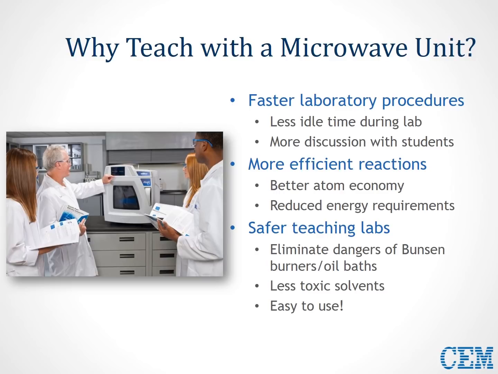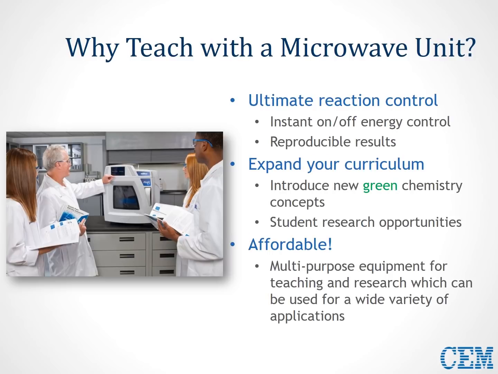These reactions are also more efficient, so you can teach students some of the green chemistry principles like better atom economy, reducing your energy requirements, and choosing some of your solvents, and so on. The microwave will also help you create a safer teaching lab. You're eliminating the dangerous Bunsen burners and oil baths, also some less toxic solvents, and a microwave is much easier to set up and use. Microwaves also have the ultimate reaction control, so you can program several different parameters such as time, temperature, pressure, and power to create reproducible results every single time.